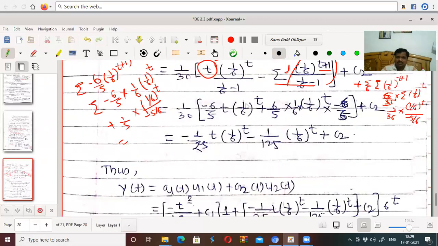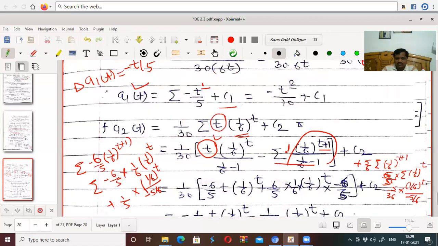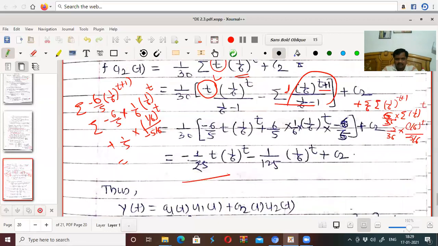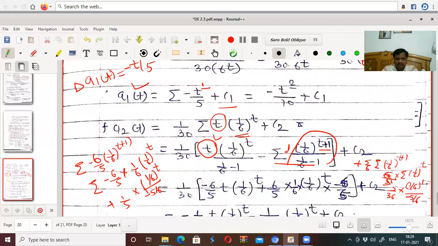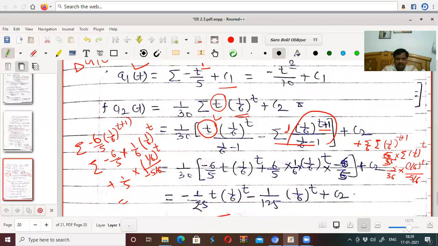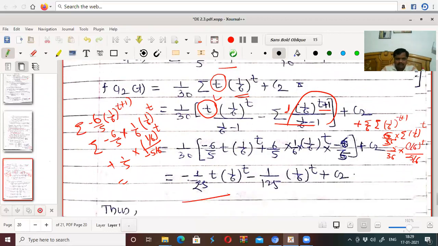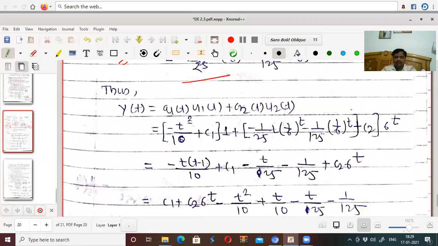And therefore, if I solve it, we get minus 1 upon 25t, 1 by 6 to the power t. This is a1t, u1t. What is a1t? Minus t squared upon 10 plus c1. a2t is this one. Okay. Right. Thus a1t u1t plus a2t u2t. So this a1t u1t is 1, a2t u2t is 6 to the power t. It is just the solution there.